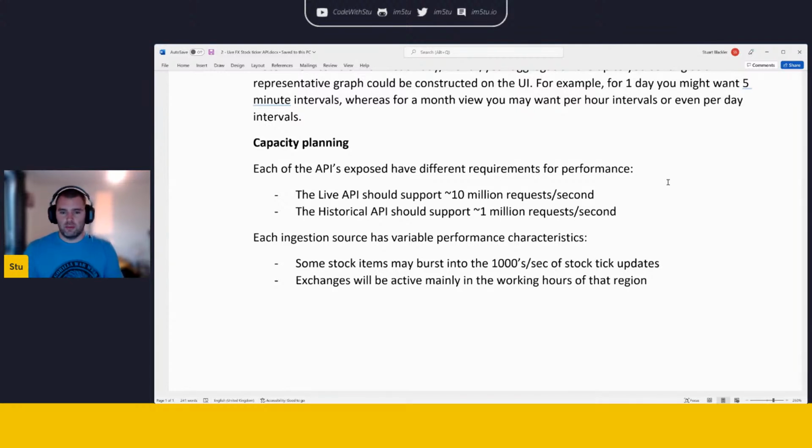And then exchanges will be mainly active during working hours, so we can assume we're doing a follow the sun kind of model. For example, the London Stock Exchange is only open in UK office hours, so 9 to 5, Monday to Friday. Same with currency pairs, like GBP only trades Monday to Friday, 9 to 5. So we can start assuming that there's going to be periods of time where we can actually move a lot of the data processing to other parts of the globe, should we want to.